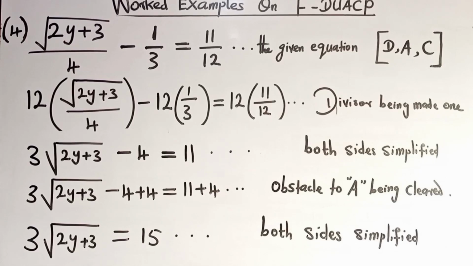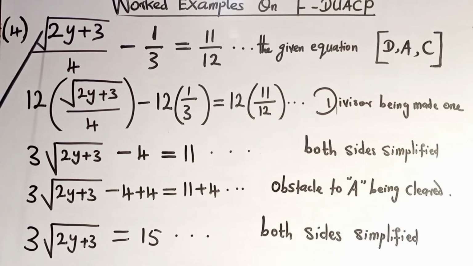Now let's see another example. This time around, we are going to see an example that involves clearing obstacles, involving roots, but not like the first one. In this case, the root does not cover the divisor. In the last example, the root covered both the dividend and the divisor. In this fourth example, the root covers only the dividend. This is also a special case. Let us see how to go about it.